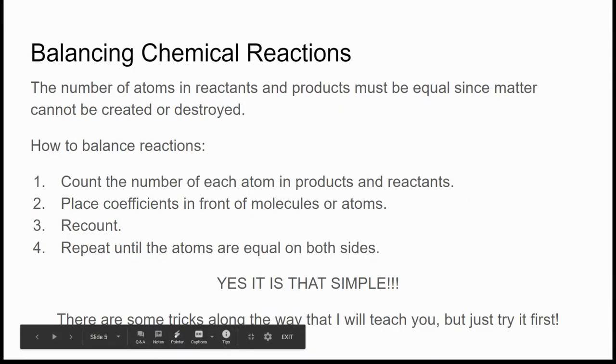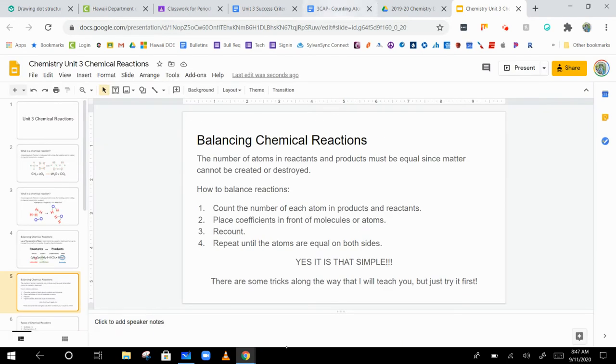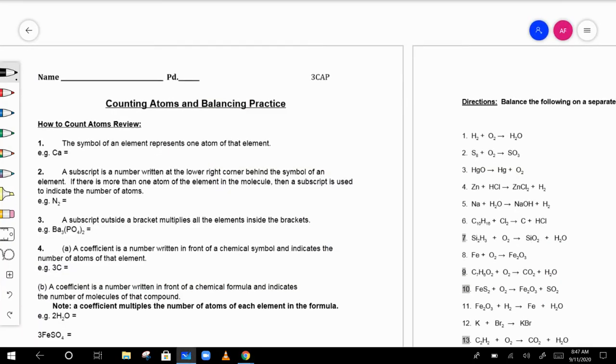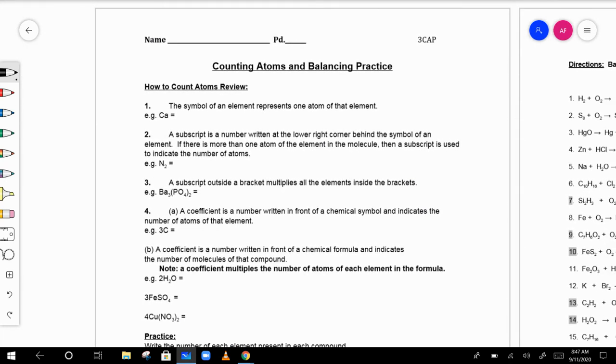Okay, so let's talk about balancing reactions. So that's what we're going to be doing in this counting atoms practice worksheet here. Okay, so the first thing we got to realize is that if you see a symbol of an element, it represents one atom of the element. Okay, and we know that it's a new element by a capital letter. If you see a capital letter, that indicates a new element.